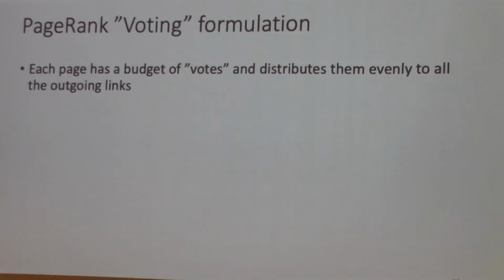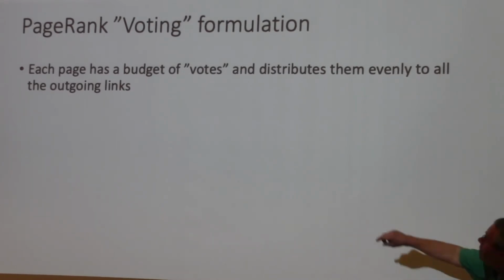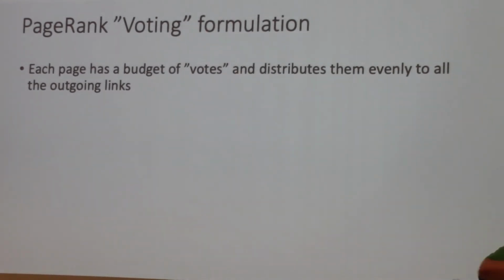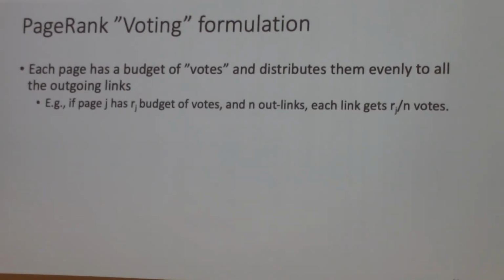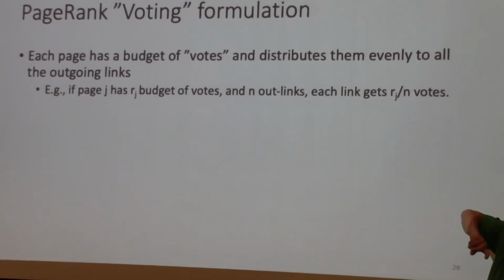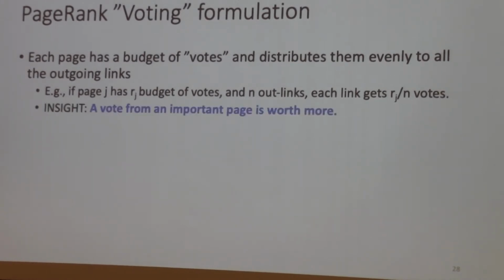So here is another explanation of the PageRank idea. Remember last time I talked about a fluid, a liquid, and there was also the random walk. But let's talk about votes now. Each page has a collection of votes, and it distributes them to all of its outgoing links. With 100 votes and 5 outgoing links, each link gets 20 votes. Then the votes go to the next page. With r_j votes and n outlinks, each link gets r_j over n votes.